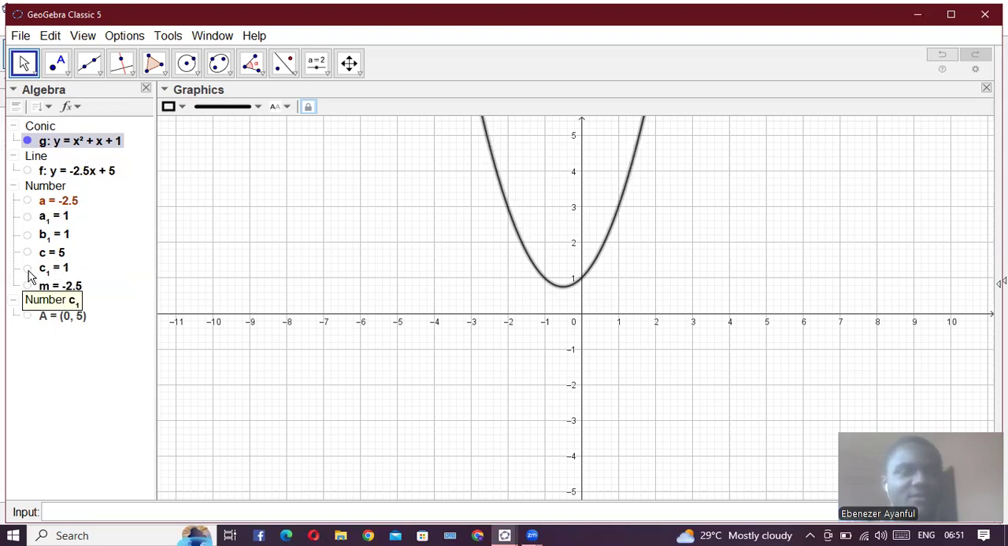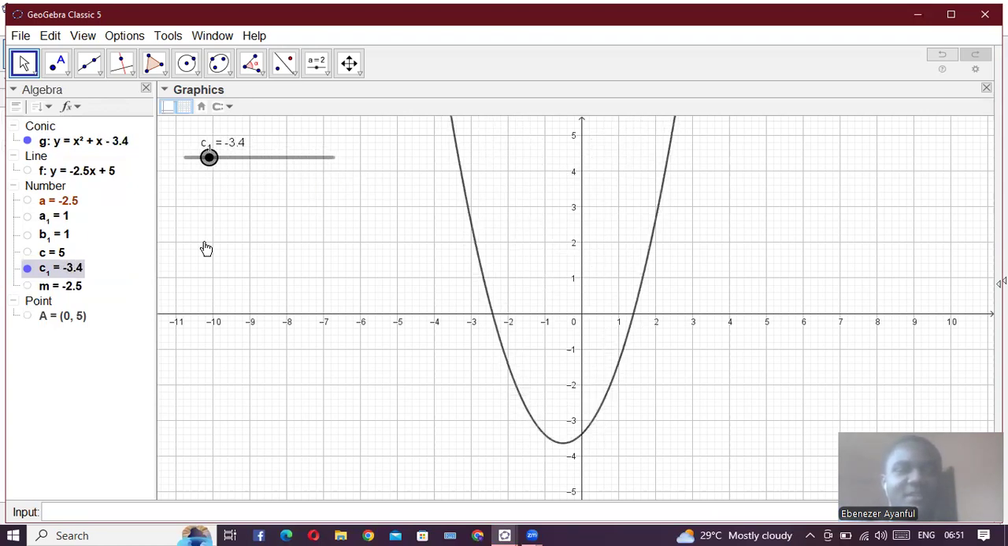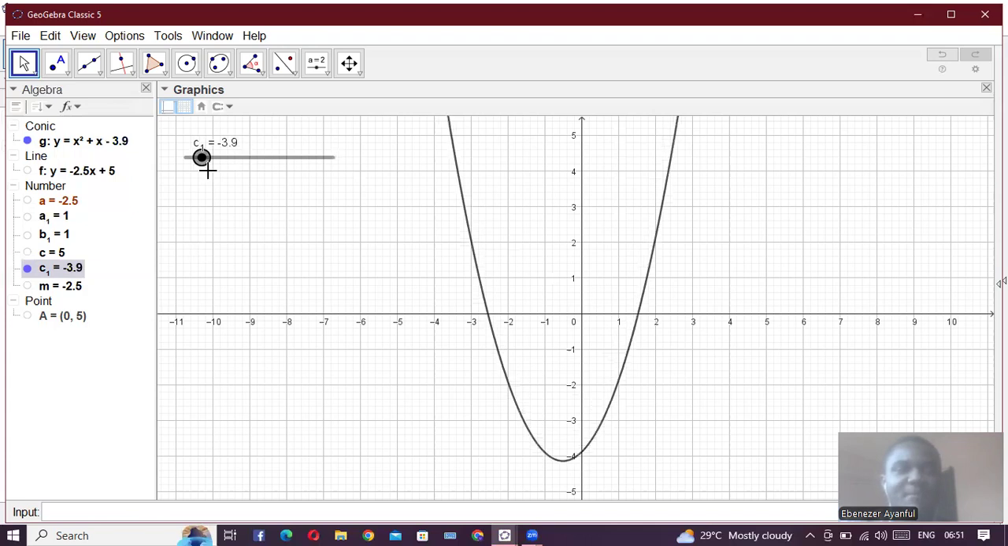So if we click on C1, we get a slider for C1. Now you realize that as I move C1, the curve moves, whether it goes up or it goes down. And that was the same thing that was happening for the lines as well. So the same as it did in the linear graph, either upwards or downwards. So the purpose of the constant does not change. It's still the point at which the curve intersects the y-axis.